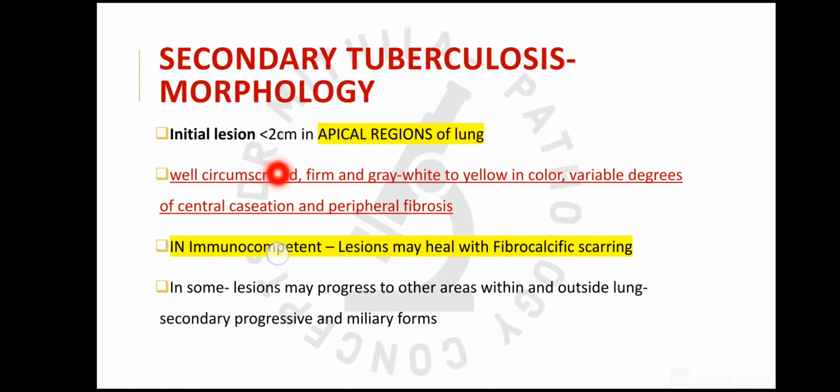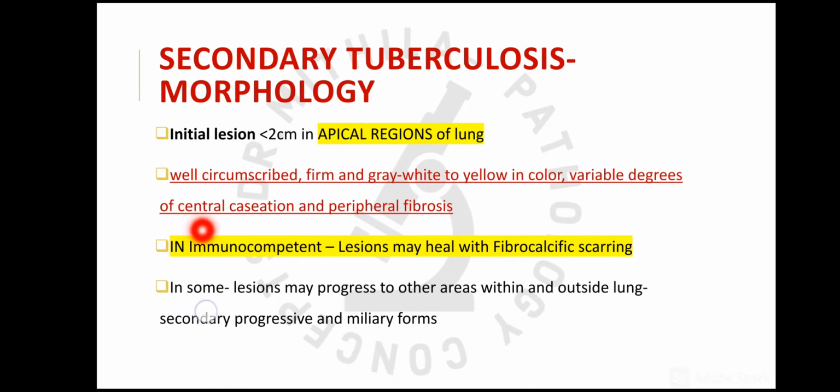Now secondary tuberculosis occurs in individuals who have been previously exposed to MTB, and now there is either reactivation of some latent focus or reinfection with TB bacilli. The lesions here are present in the apical region of the lung. This again you have to remember.